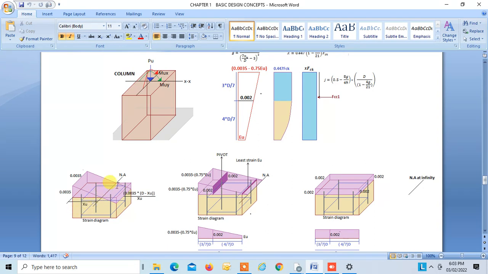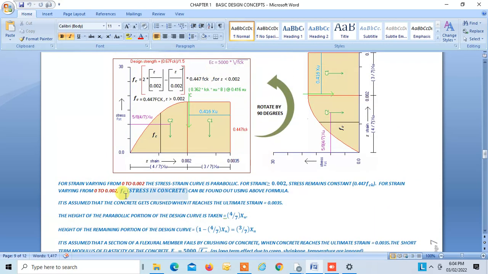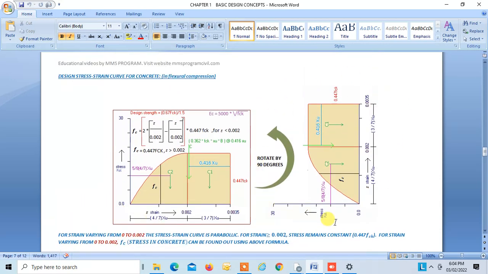When the neutral axis depth falls in the concrete section, the ultimate strain for the concrete is taken as 0.0035, and this is the corresponding strain on the tensile face. The design stress strain curve to be followed for this section is this. You have to follow this design curve.